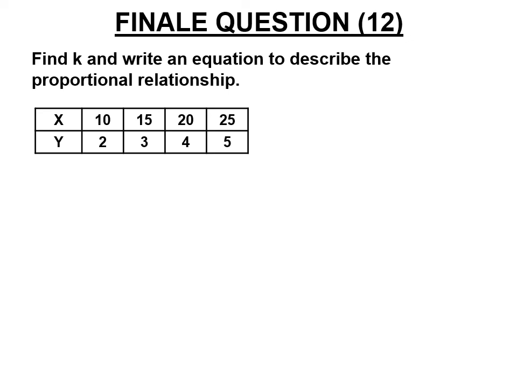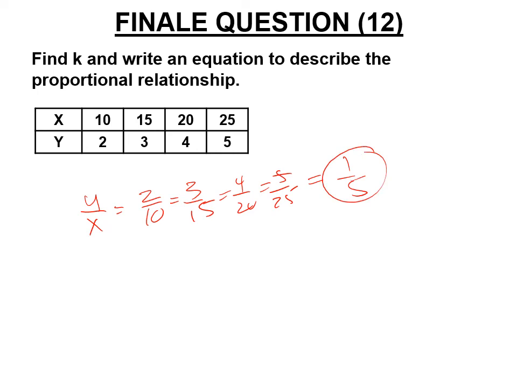So here it's y over x. It says it's a proportional relationship, that all of these are equal. So you don't have to actually do what I'm doing. But they all simplify to what? They all simplify to 1/5. So that equals k. And the equation is y equals 1/5 of x.